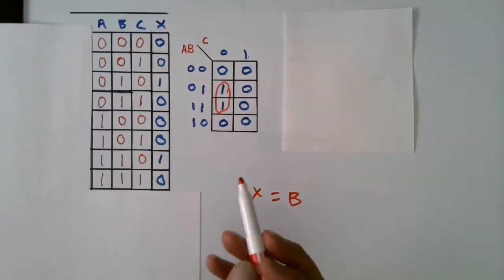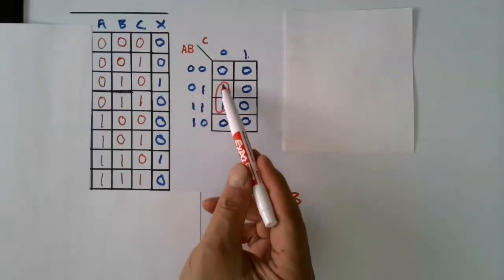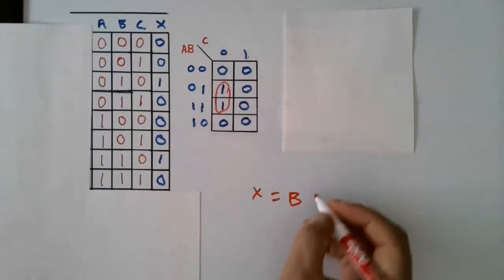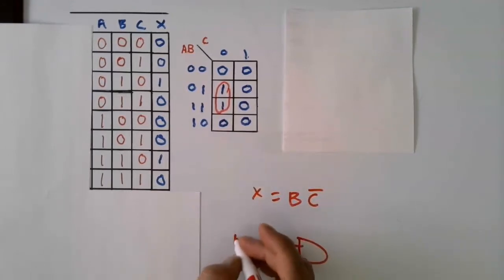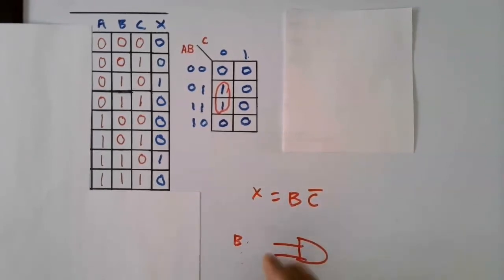okay? But then we're going to also look at what the value of C is in this case. C is 0. So we'd write this as B, C not. And that would be the complete circuit. If we drew it like this, where we have an input B, and it's inverted, or it's not inverted, sorry, I'm looking at the wrong one there. We look at B, but C would be inverted. And this basically is going to AND these terms together.